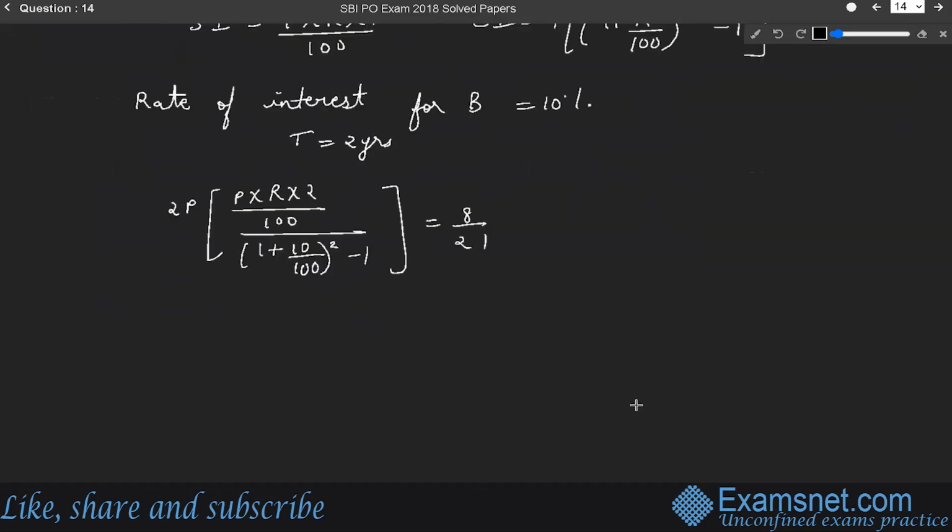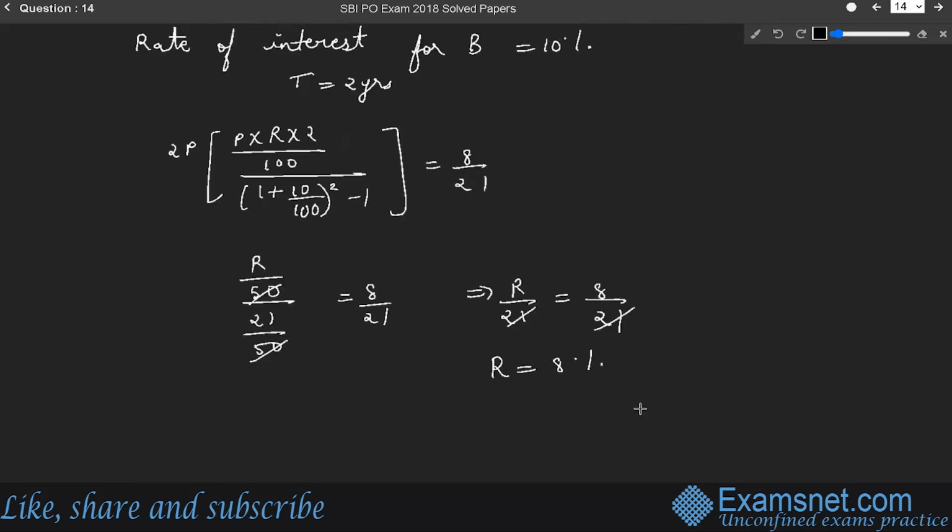On further solving this, it will be equal to R upon 50 divided by 21 upon 50 is equal to 8 upon 21. So 50 and 50 will be cancelled. So this will be R upon 21 is equal to 8 upon 21. Again 21 and 21 will be cancelled. So the rate will be equal to 8%. So we can say that quantity 1, the rate, is equal to 8%.